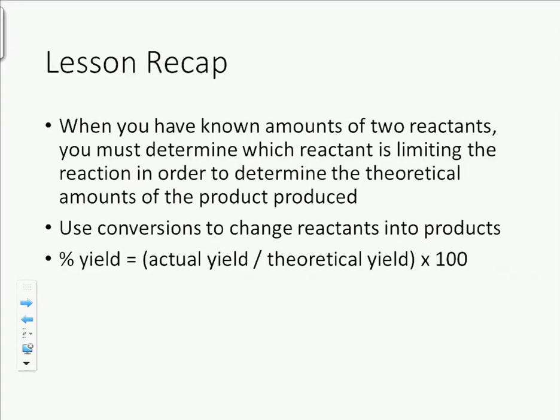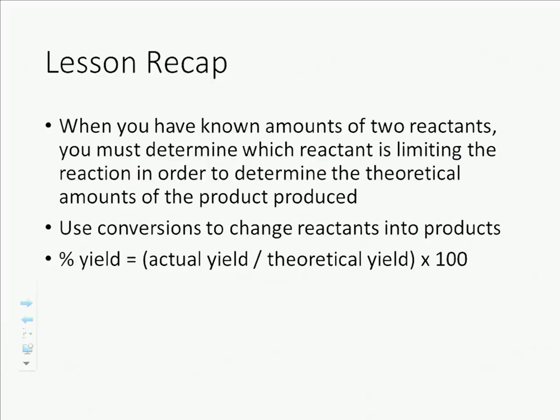So, kind of a recap from today. When you have known amounts of two reactants, meaning one of them is in excess and one of them is limiting, you must first determine which one is the limiting reagent in order to determine the theoretical amount of the product produced. So that theoretical amount of the product produced can then be used with your percent yield equation to figure out what you may actually have made, okay? Or vice versa, where you use your actual yield to figure out your percent yield.